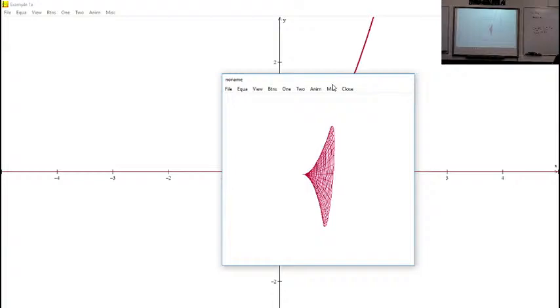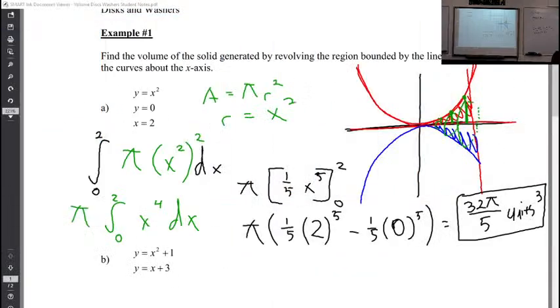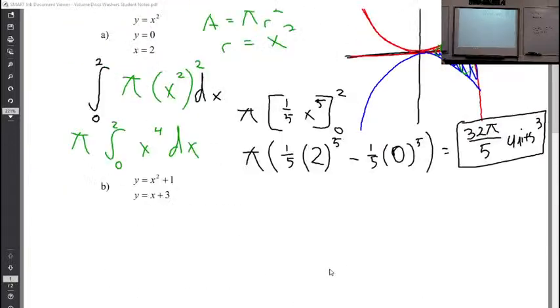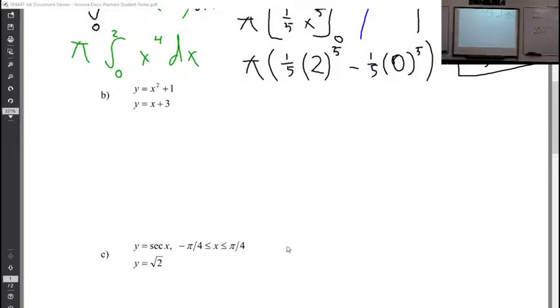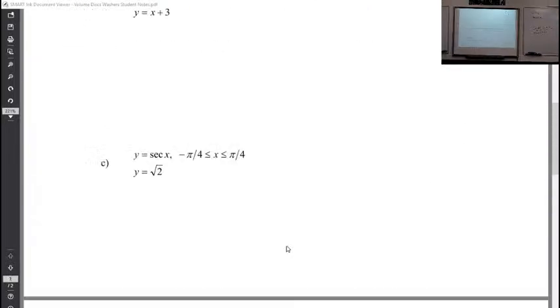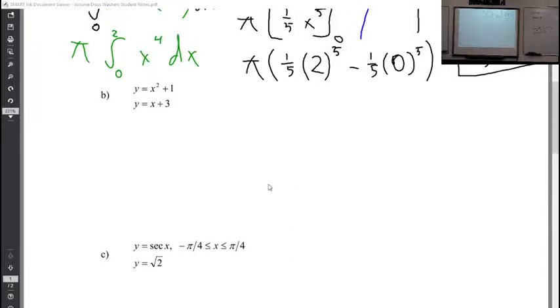Questions on that? Let's take a look at the next one. How far have we got? I'm going to get through these 3. That's my goal. We'll see if we hit it. All right, x squared plus 1, x plus 3. Go ahead and make those graphs.